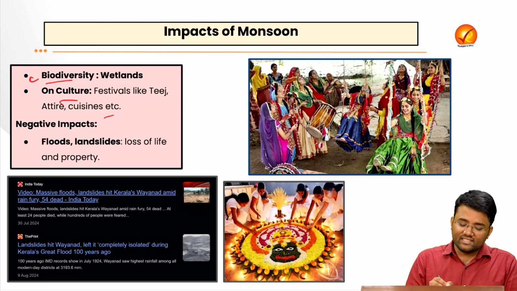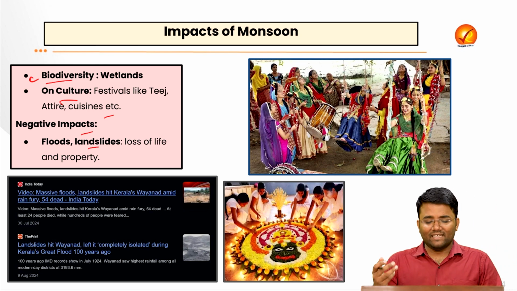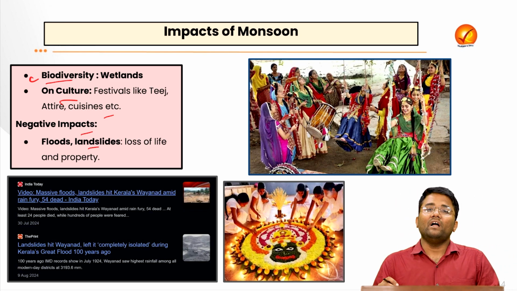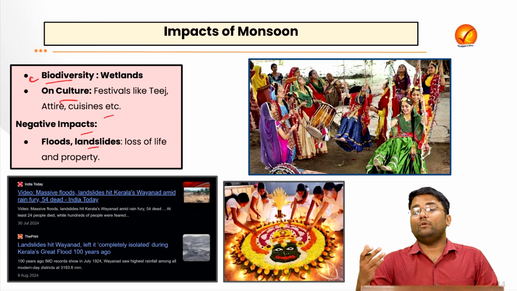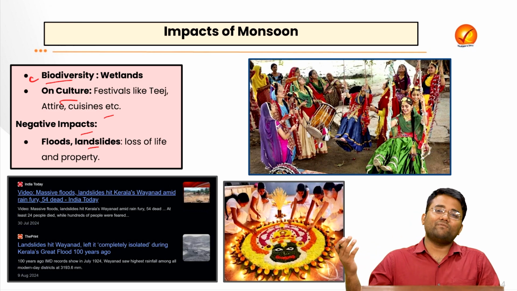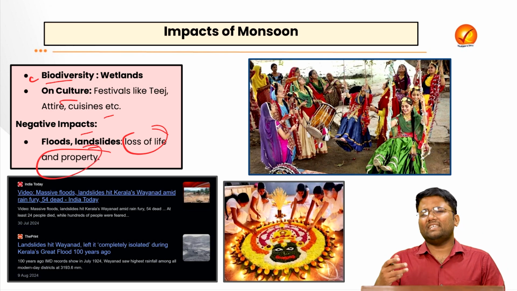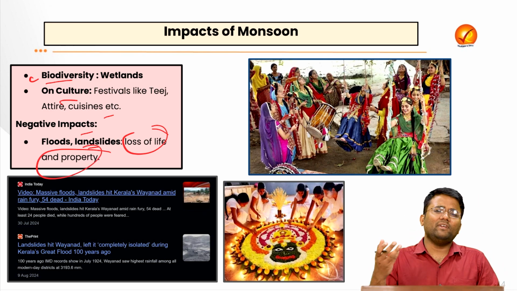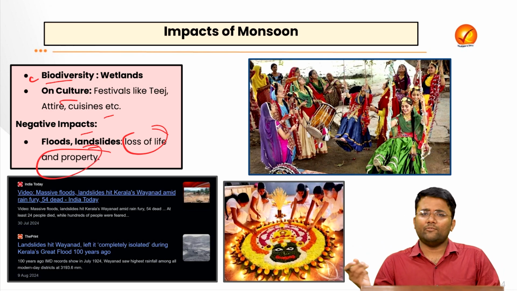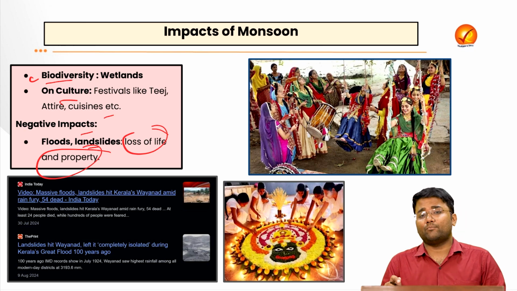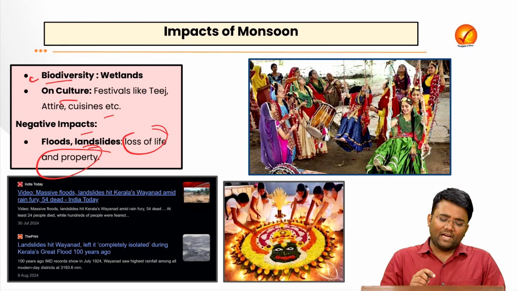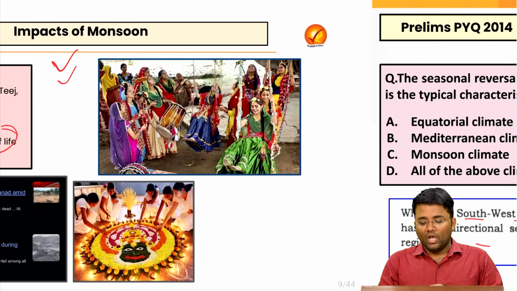All that can be written in these kinds of dynamic questions which are asked. Also, there are various negative impacts. For example, floods and landslides that can come because of untimely rainfall and the opening of dam gates without warning. That may lead to loss of life and property, and there have been various examples, like the Kerala floods in the past few years. So there are some negative impacts of the monsoon also.